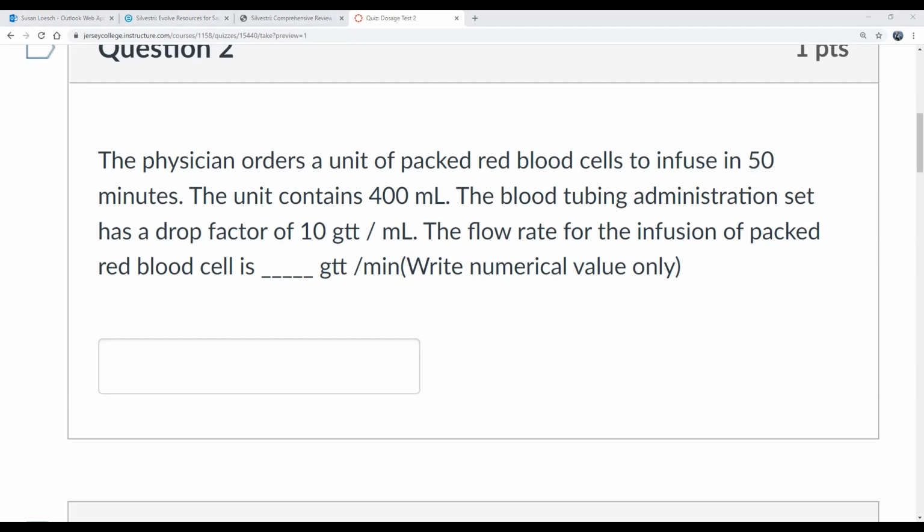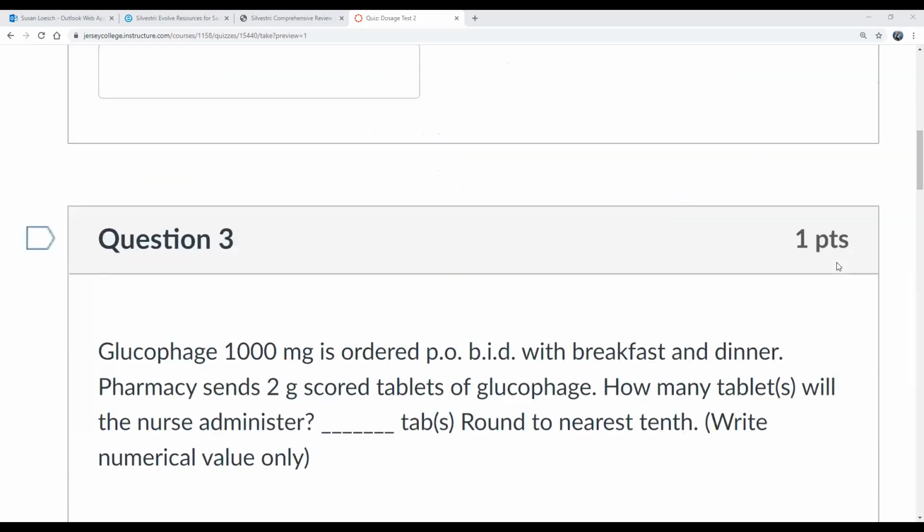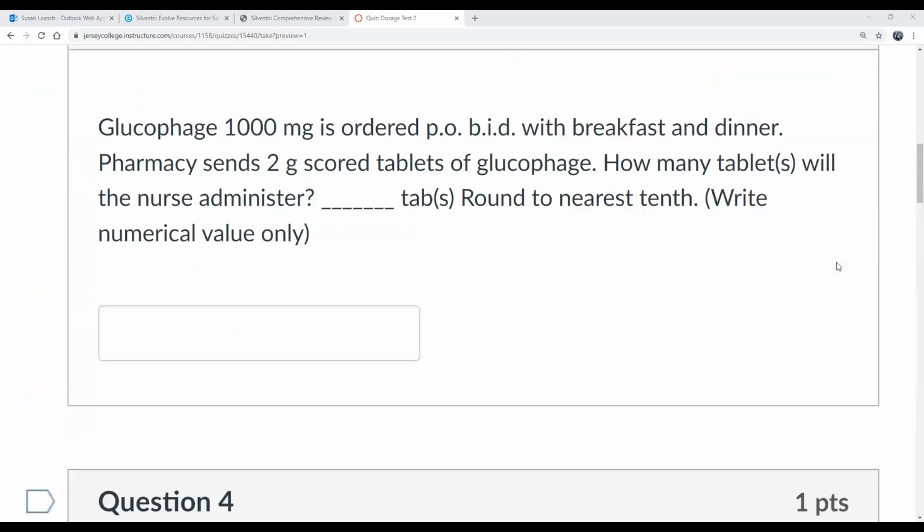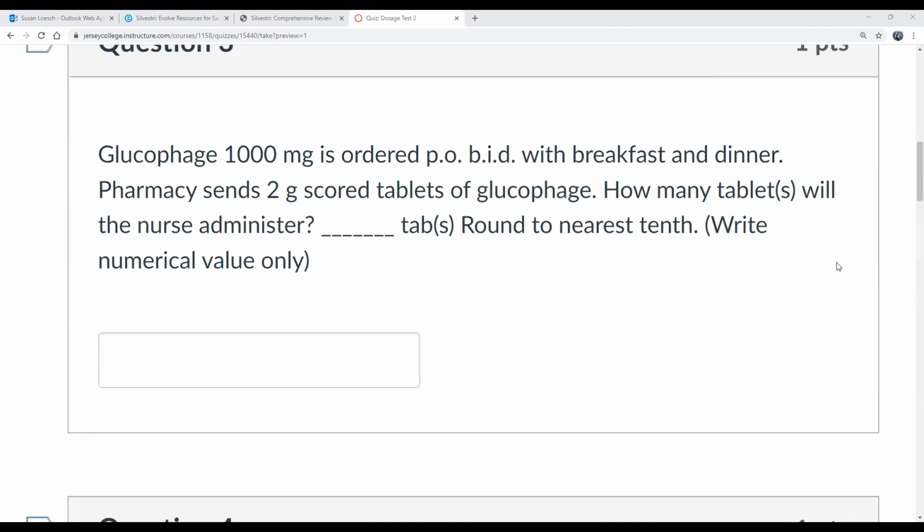Is that what everybody else got? I didn't do the math yet. What did you get? That's what I got. Got 80, right? Yep. 50 times 10. Yeah, I got 80. Yeah, same here. Okay.